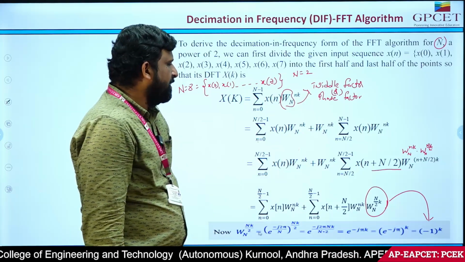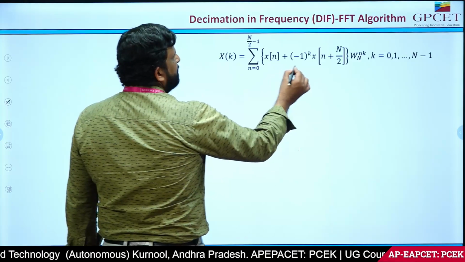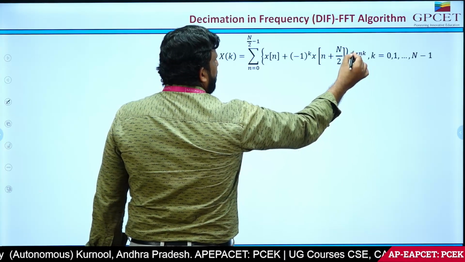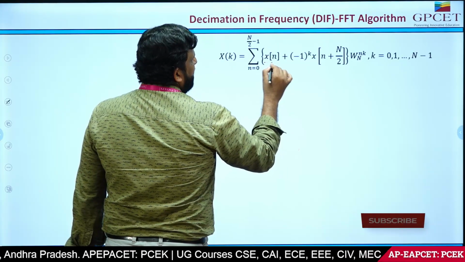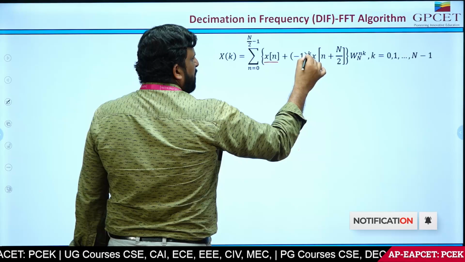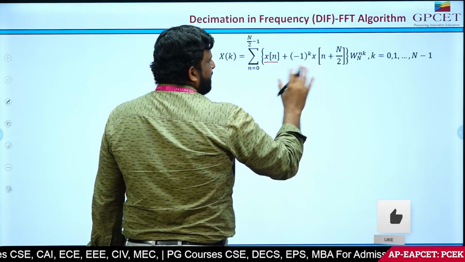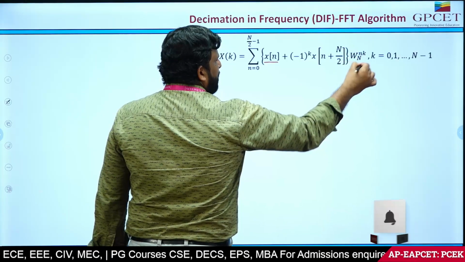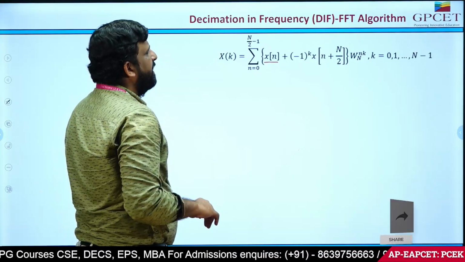So after replacing that particular factor, what am I going to get? See here, I have taken the common W_N to the power of nk. I have taken it common in the first term, the first summation is x of n, and in the second summation, minus 1 to the power of k into x of n plus N by 2. So in the two summations, I have taken W_N to the power of nk as common, and I have written this particular equation.